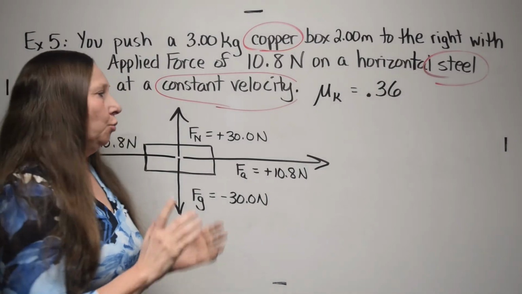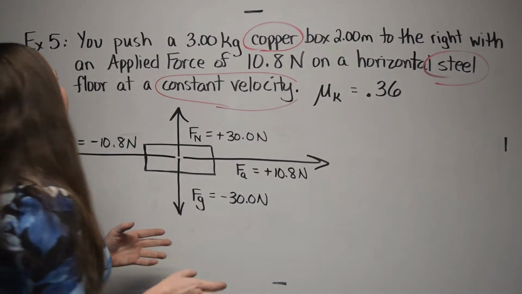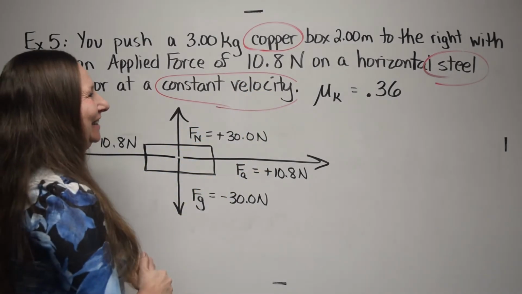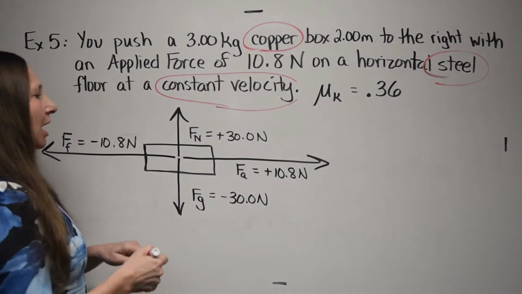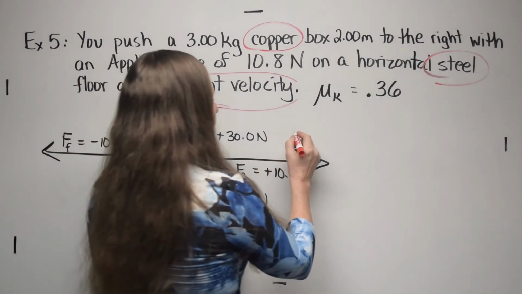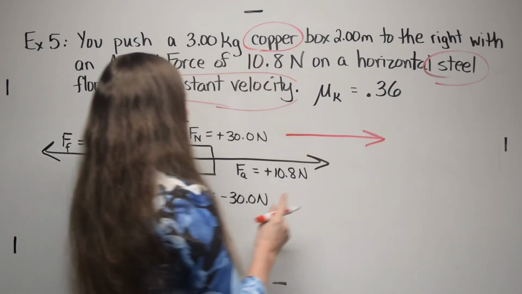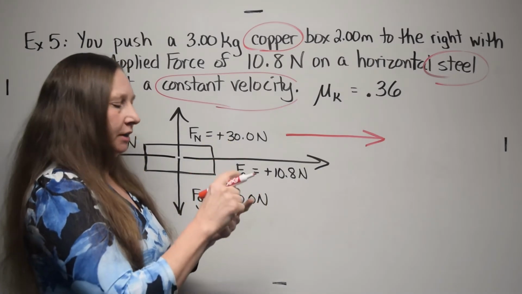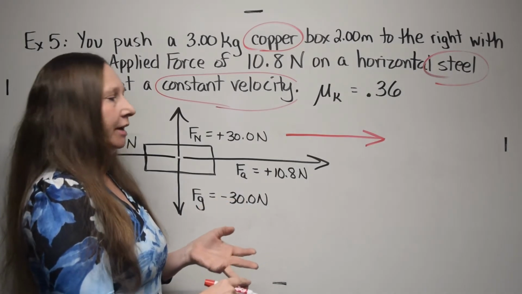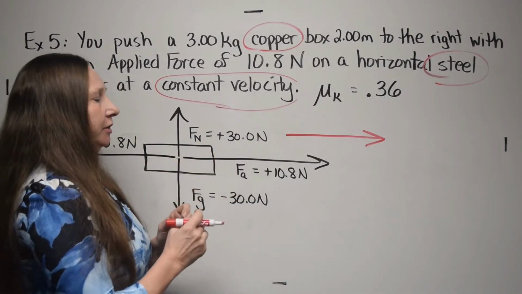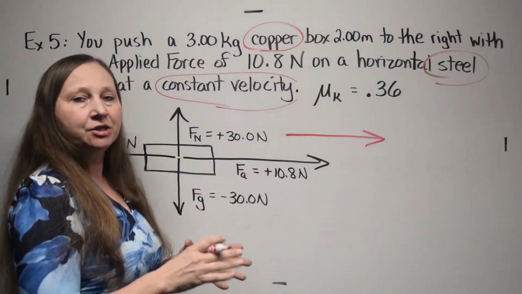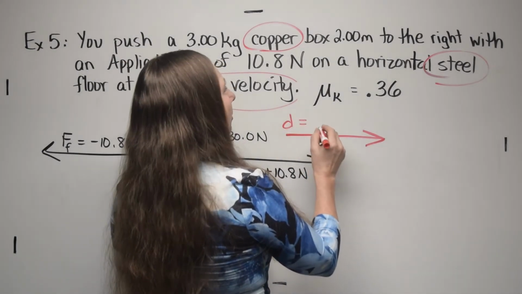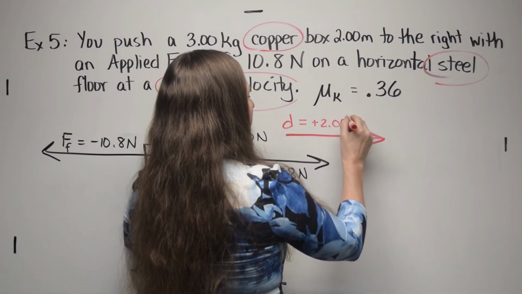Now, think about whether or not the box has a displacement. You push a 3 kilogram copper box, oh, there it is, 2 meters to the right. So the displacement in this problem is 2 meters to the right. Just draw the displacement off to the side somewhere, close to the free body diagram, but never on it. You do not draw displacement, velocity, or acceleration on the diagram. Just put it off to the side. Probably best not to put the mass on the diagram either. Displacement equals positive 2 meters.